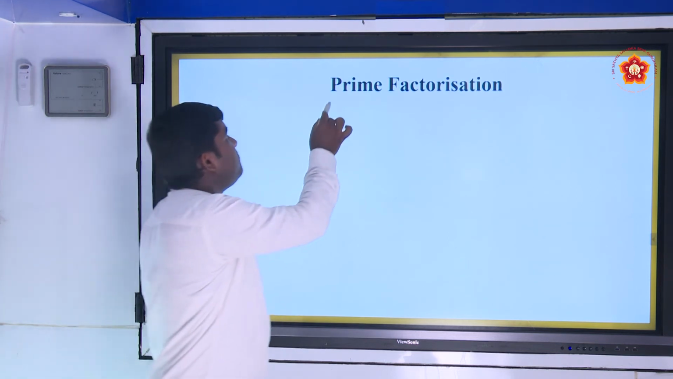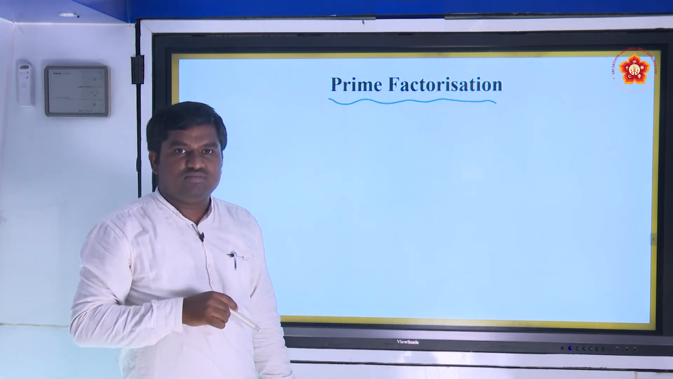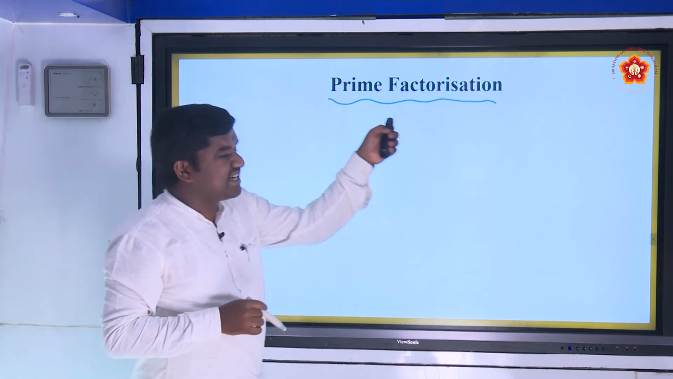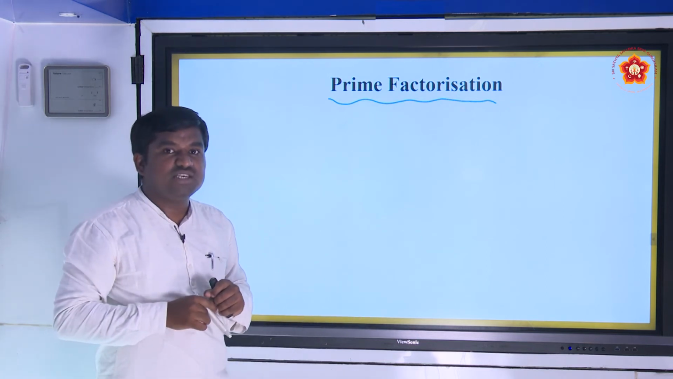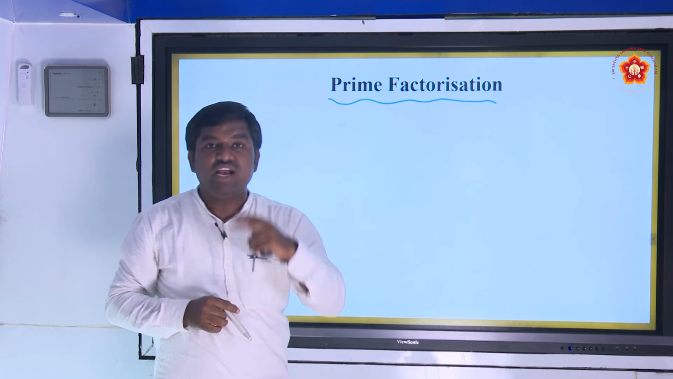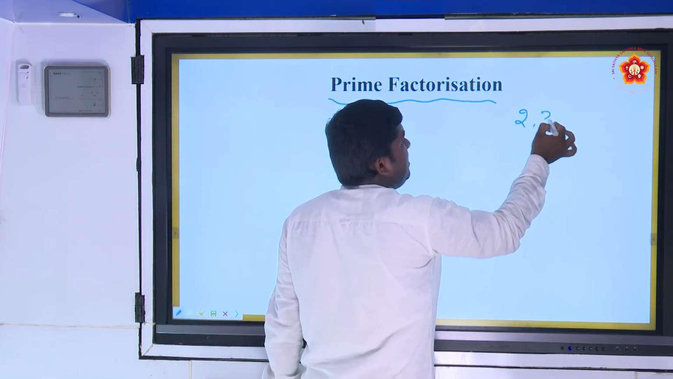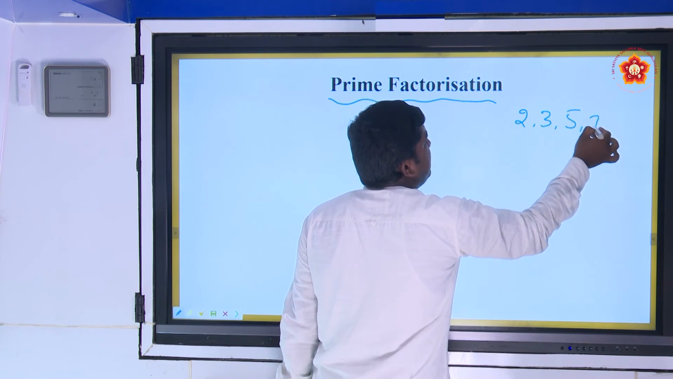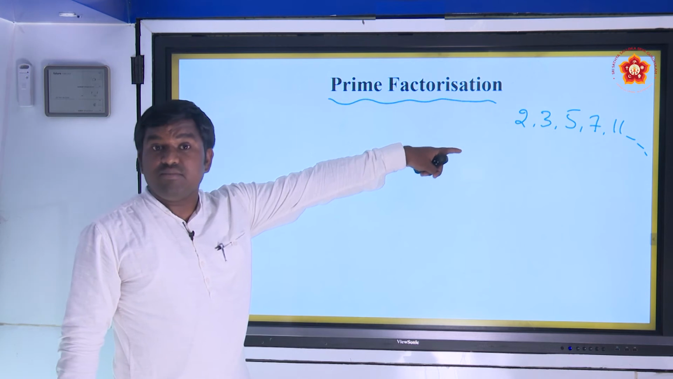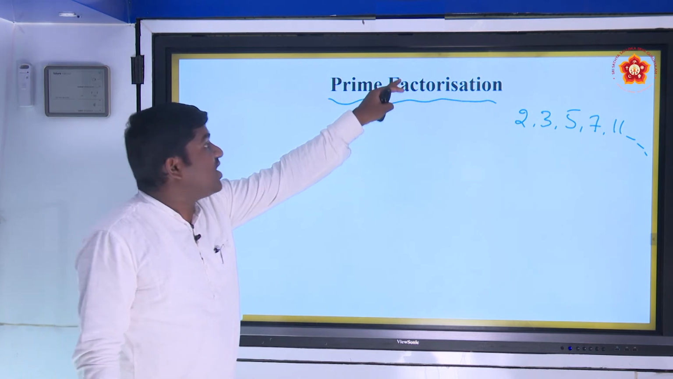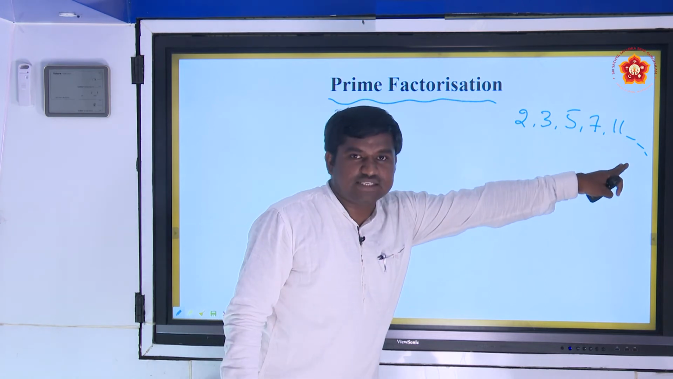Yes, prime factorization. What is meant by prime factorization? Before going to prime factorization, you should know prime numbers. Which are the prime numbers? The numbers which have only two factors. Yes, 2, 3, 5, 7, 11, etc. These are all prime numbers. For factorization purposes, you should take only these prime numbers.